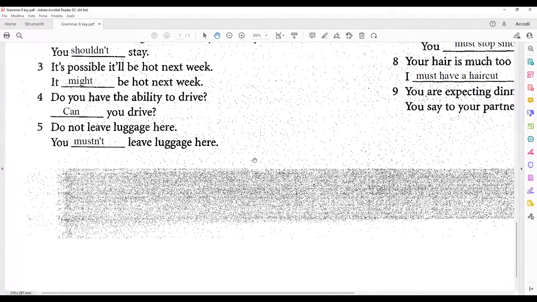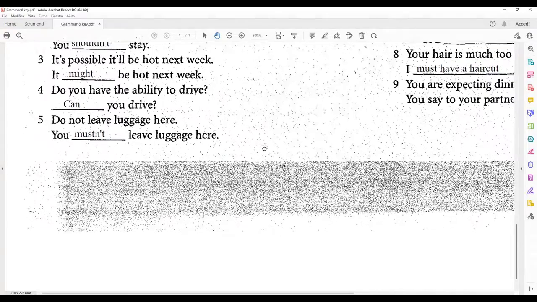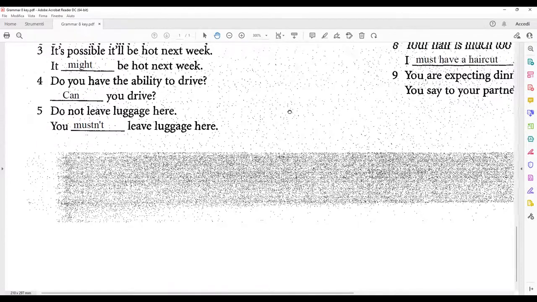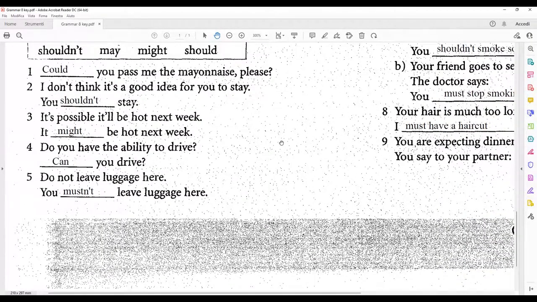Do not leave luggage here. So this is a precise order. Do not leave luggage here. You mustn't leave luggage here. Okay. You mustn't leave luggage here.